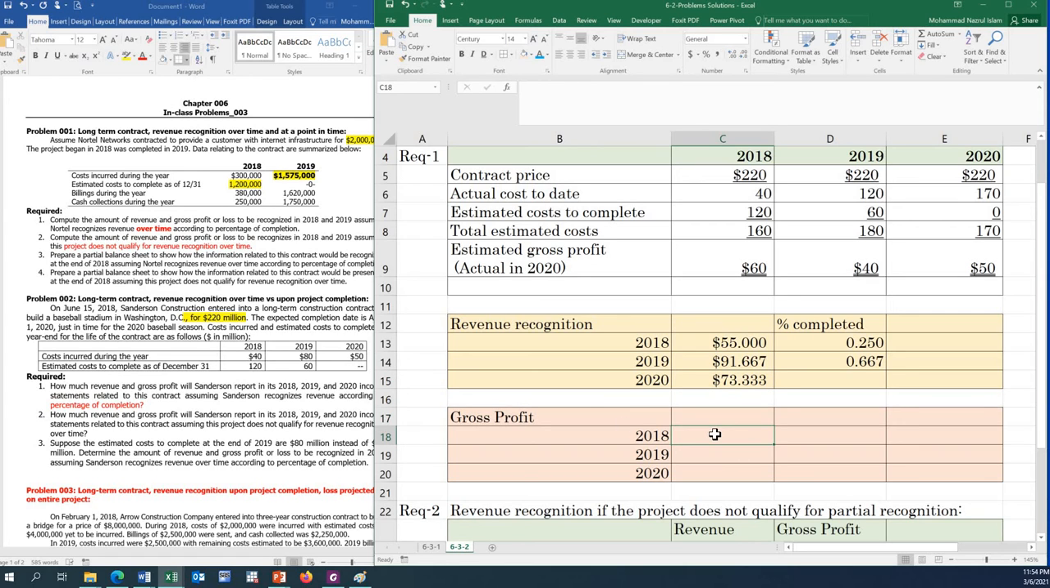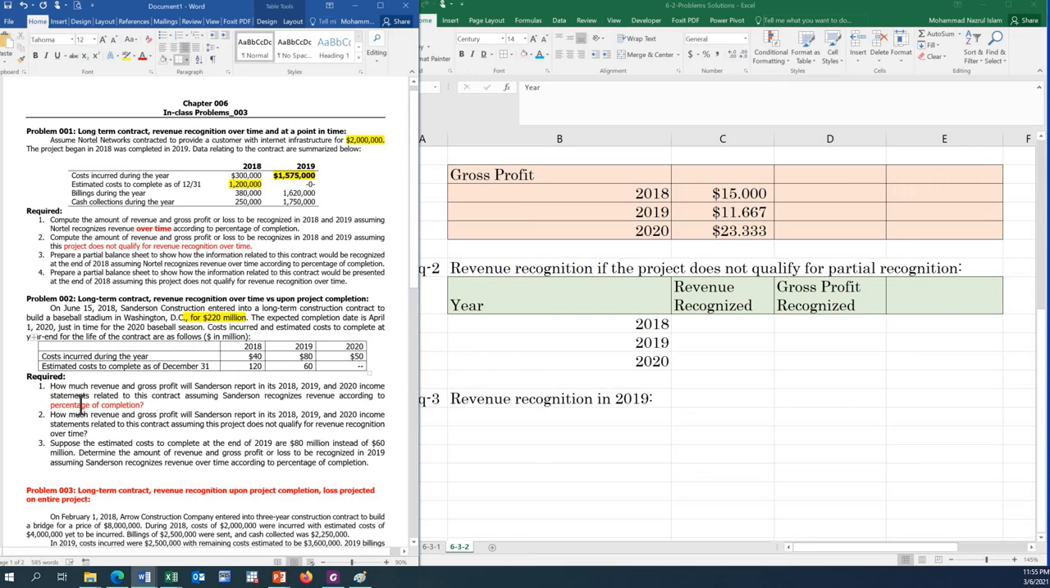And the amount of gross profit would be revenue minus cost. So the amount of cost in 2019 is equal to 80, and in 2020 it should be revenue minus the amount of cost, which is 50, correct? So this one.